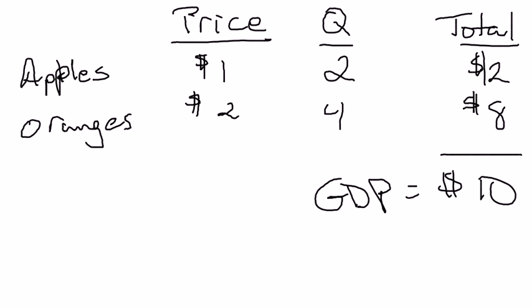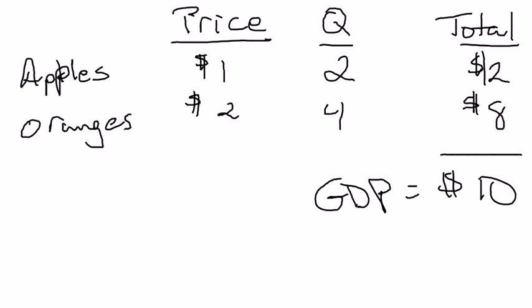And how did we come up with the conclusion that the size of the economy is $10? Well, in this simplified economy where there's only apples and oranges, we valued each apple at its market price of $1, and we valued each orange at its market price of $2. That converted apples from just a quantity of 2 into $2, and it converted oranges from a quantity of 4 into $8 worth of economic activity. And then since we're measuring both in dollars, you can add $2 and $8 and come up with $10.